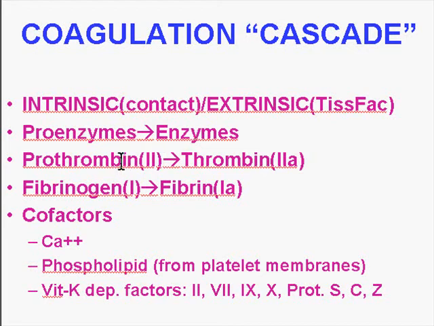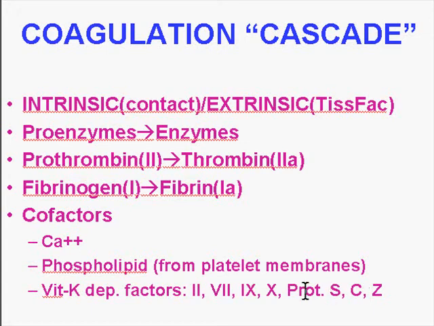The ultimate result, or the penultimate result, which means the second to the last result, is a conversion of prothrombin, which is factor 2, into thrombin, which is factor 2A. And finally, thrombin then changes fibrinogen, which is factor 1, into fibrin, which is factor 1A. There's a whole bunch of cofactors. Calcium is one. Phospholipids from platelet membranes are essential. And there's a whole bunch of vitamin K dependent factors made in the liver, like 2, 7, 9, and 10, which you just remember by rote if you can't remember it any other way.